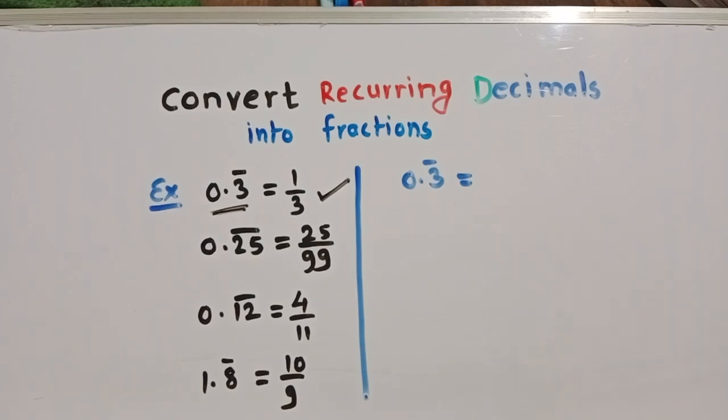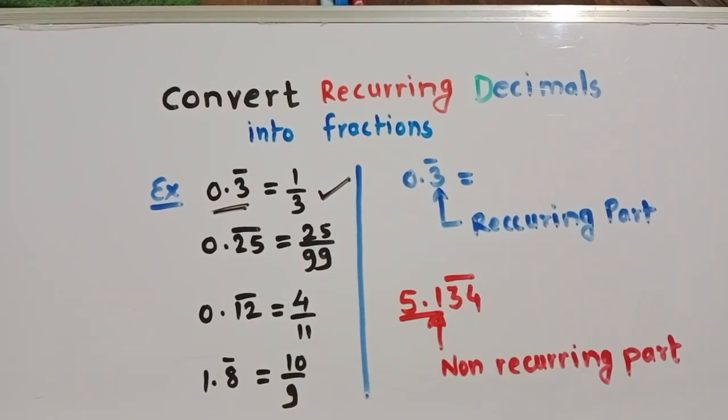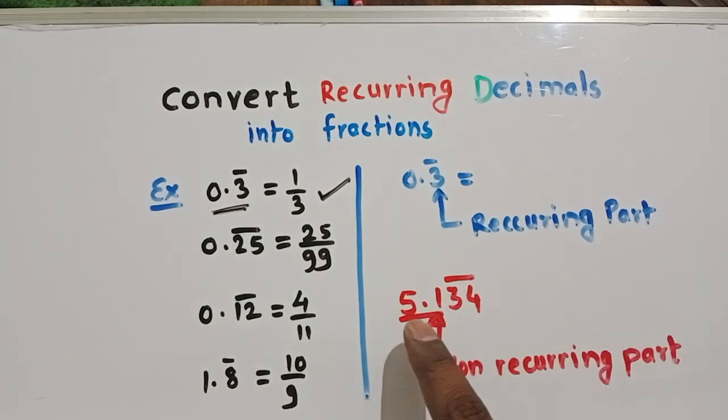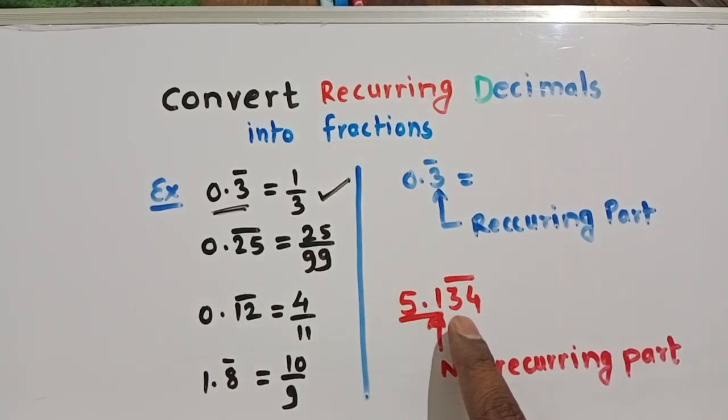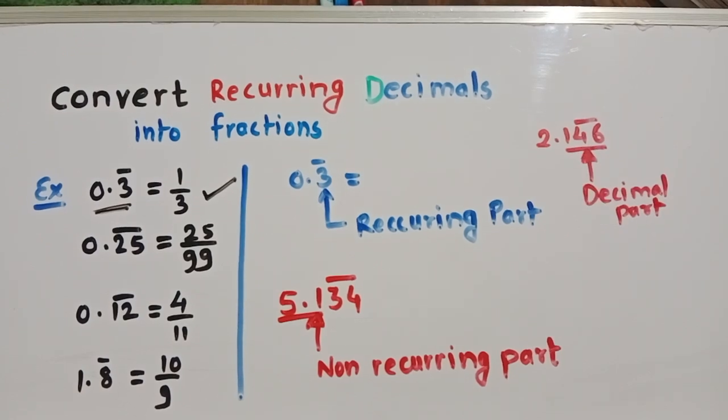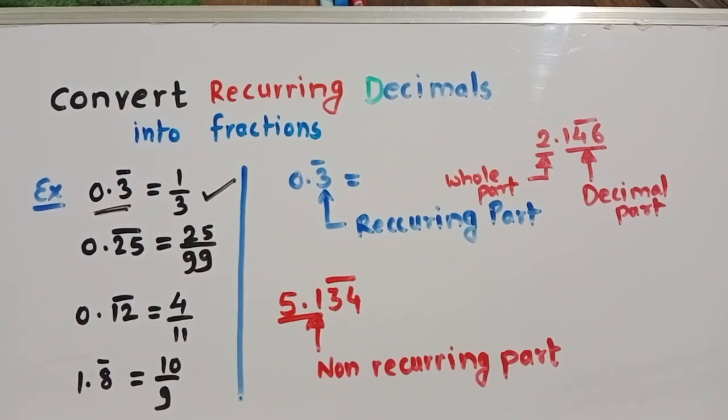Here 0.3 bar has a few parts. So first try to understand the parts. Here in 0.3 bar you can see 3 bar is the recurring part, and in 5.134 bar, 5.1 is the non-recurring part. In 2.146 bar, 0.146 means 146 is called the decimal part, whereas 2 is called the whole part.